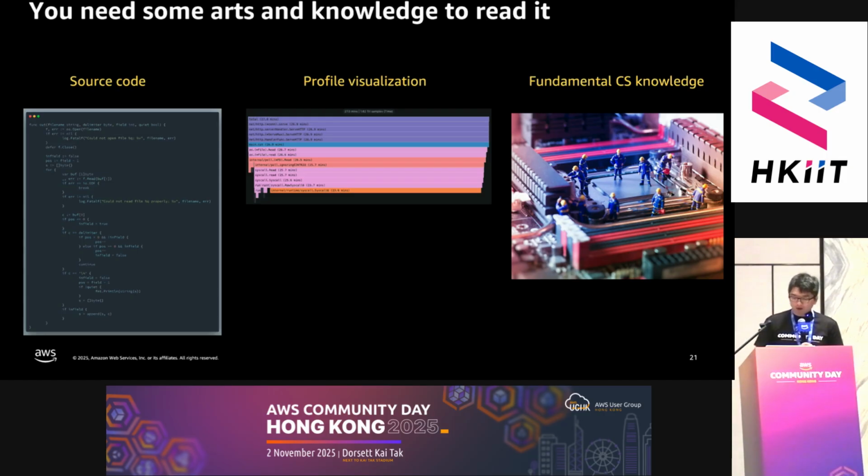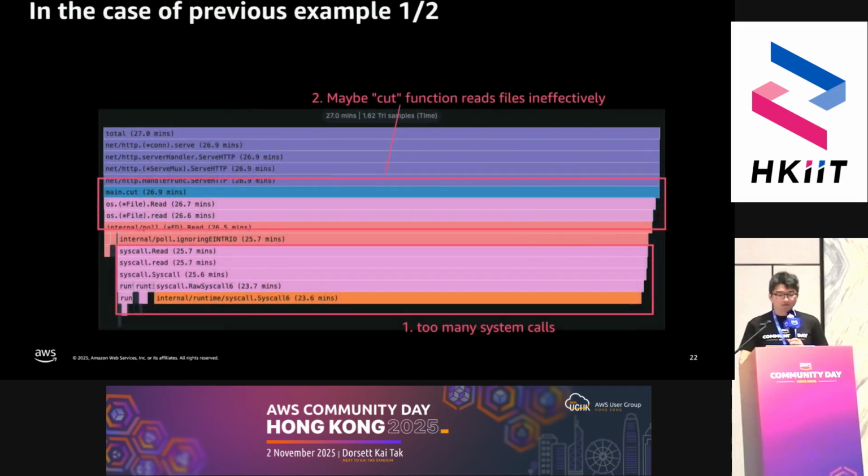So for example, if I read this graph, how to read it is that if the bar is long, then it's consuming a lot of resources. In this case, the graph is visualizing the CPU usage of the whole stack of the program. So what you see is that, okay, we see really long bars of syscall.read.